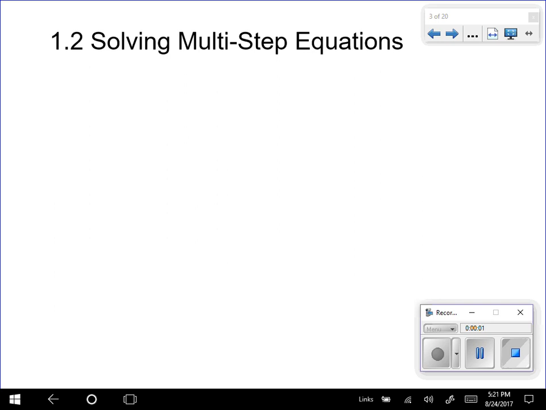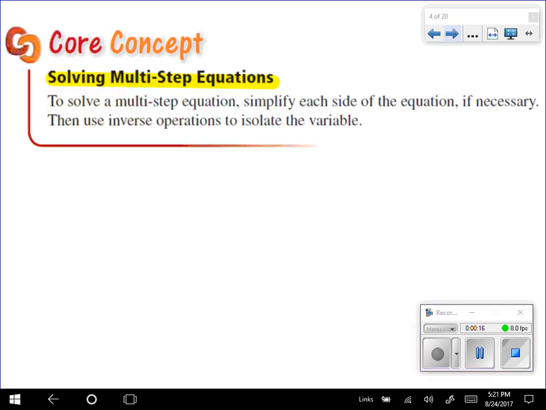Algebra with Miss Swartz. Today we're moving on. We worked on simple equations yesterday. Today we're going to take it a step further and add multi-steps, so there's going to be more than one step to solving these equations. We're first going to define what it means to solve multi-step equations.